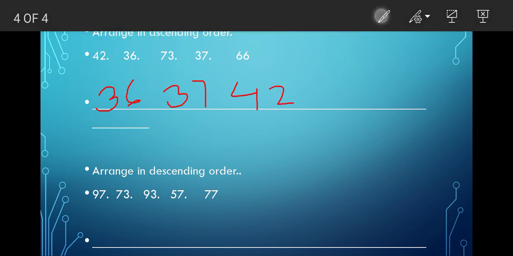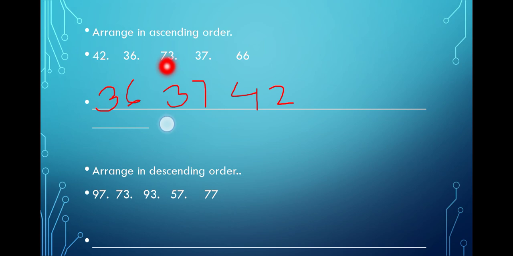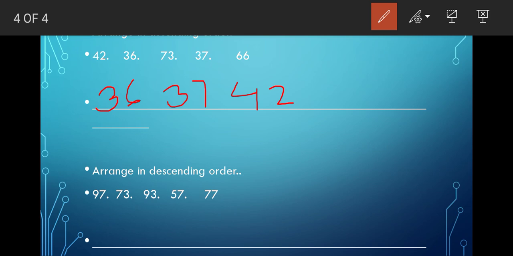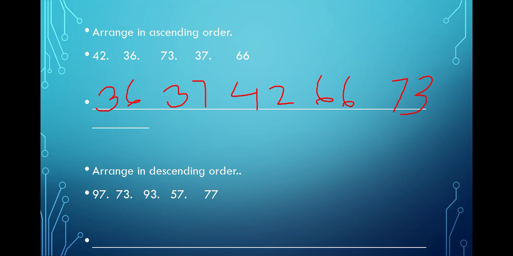The fourth number will be out of 73 and 66. This is the ones place. It is the tens place. It is 7 and here it is 6. Okay. So 6 is smaller. So you are going to write 66 first. Then you are going to write 73. Okay. So this was arranged in ascending order. Ascending order means to arrange from the smallest one to the biggest one. Okay.